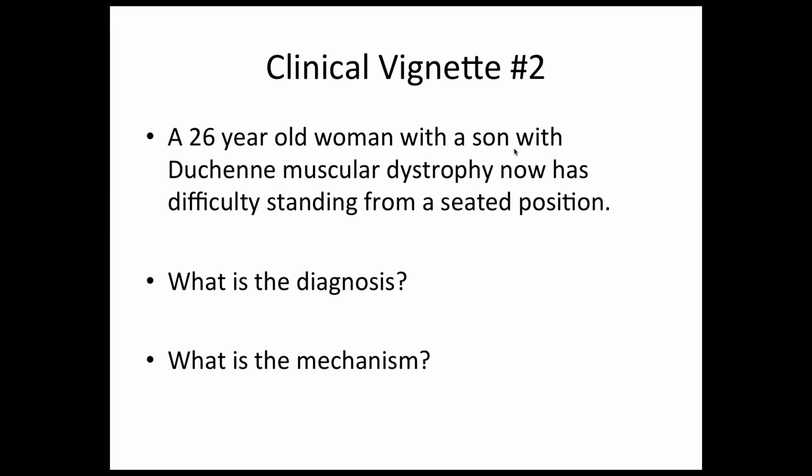Okay, anyway, so a 26-year-old woman with a son with Duchenne muscular dystrophy now has difficulty standing from a seated position. So Duchenne muscular dystrophy is X-linked recessive, which means that the mother has to be a carrier. Okay, so that is good. Why? How do you know that she has to be a carrier? Because the son is showing the manifestation of the disease. So I don't know, X-linked recessive is normally the mom is the carrier and it passes on to the son.